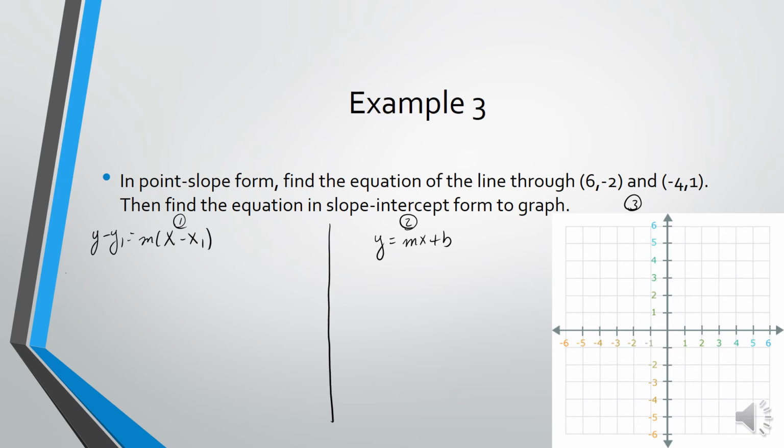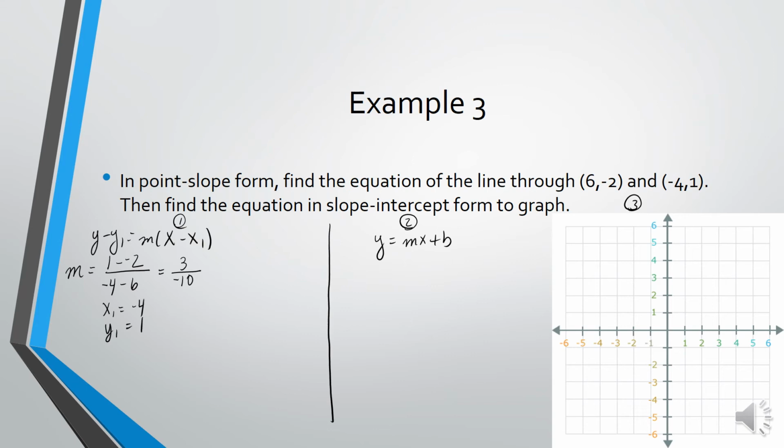Let's start with my slope. Slope wasn't given to you in the problem, so we've got to find it. So slope is y2 minus y1 over x2 minus x1. So that gives me 3 over -10. So far, so good. It doesn't matter which point you pick, just pick one that you like. The -4 and 1 are smaller numbers, so I'll go ahead and choose that. So my x1 is -4, my y1 is 1.